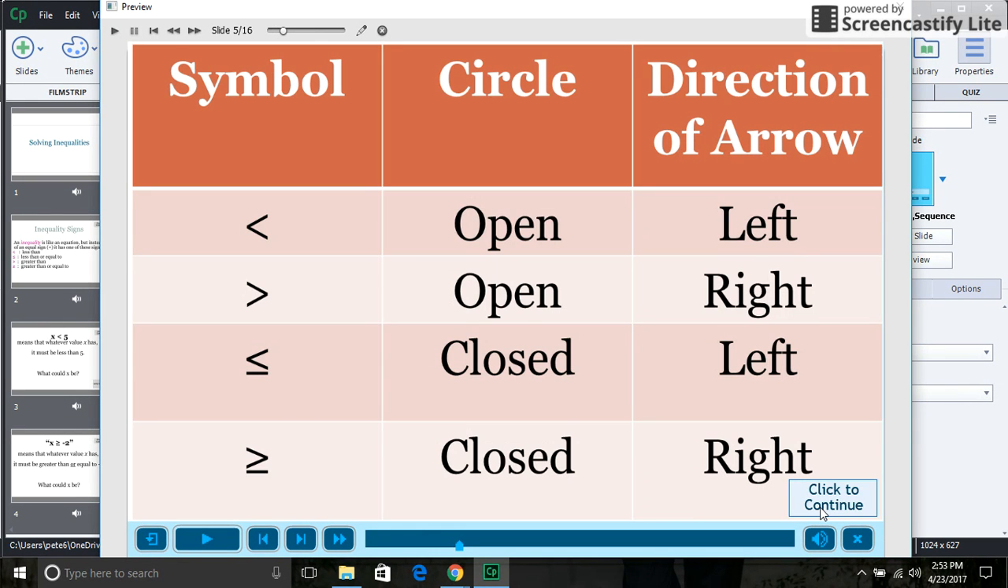When graphing an inequality, you need to look at the symbol to determine the type of circle that needs to be placed.